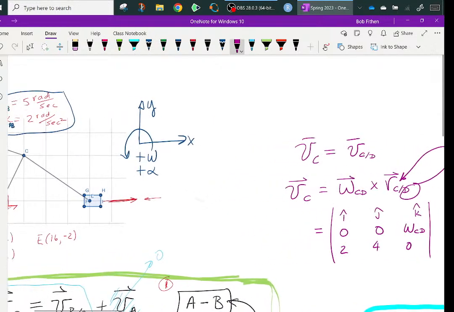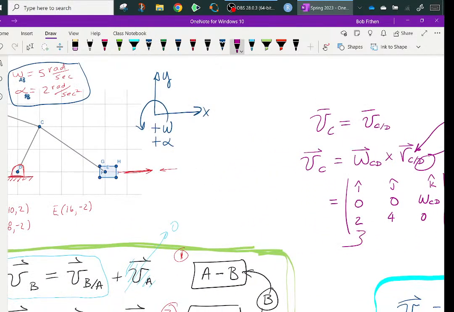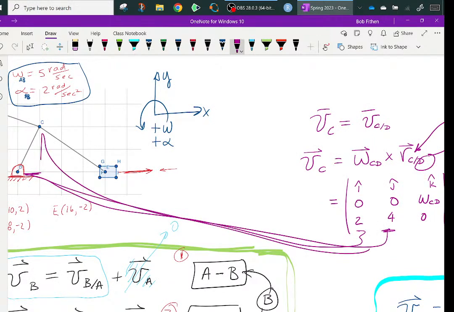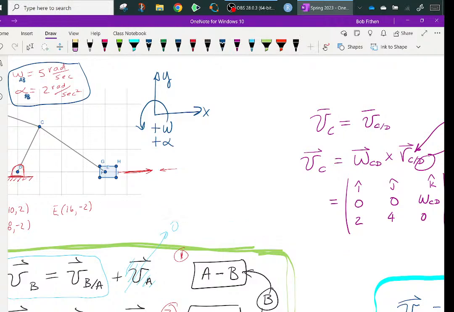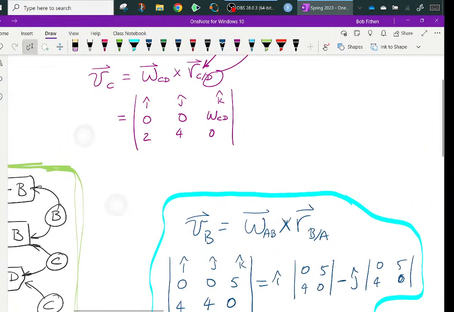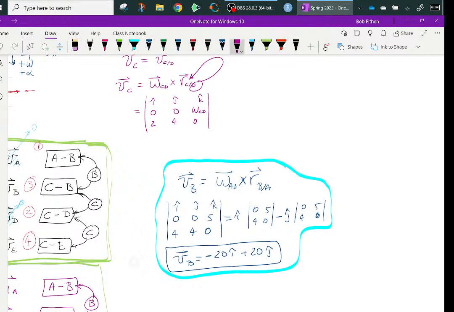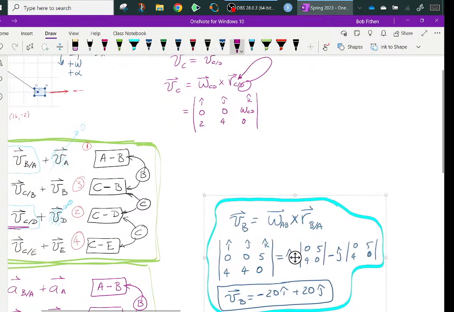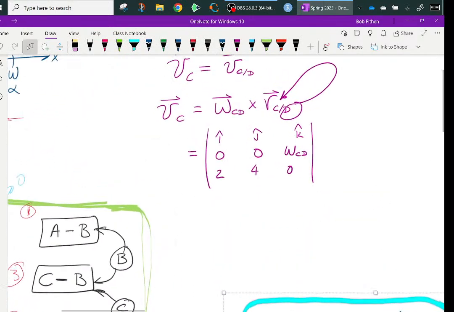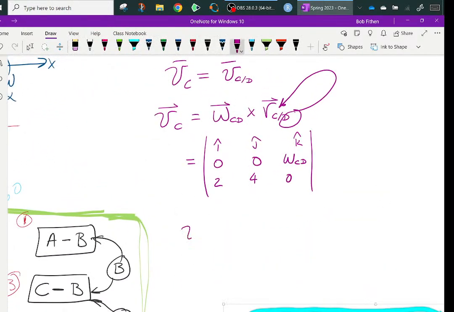Let's just make sure that it goes to the right 2 and it goes up 4. So I think I'm okay. Now I've sort of invaded the area below me, but I can just shove it down a little bit. Can't do that on the board. Okay, so velocity of C, I'll do it this way.